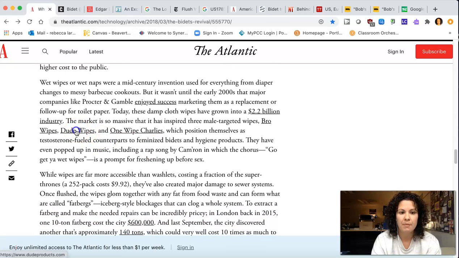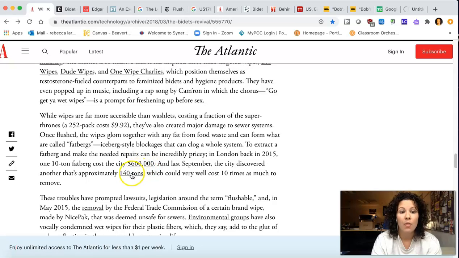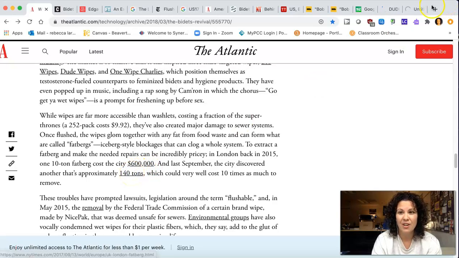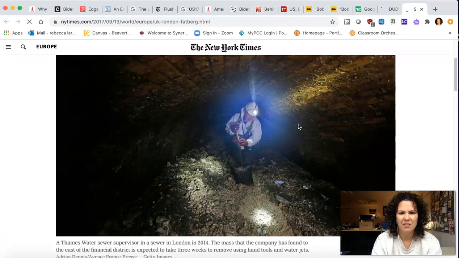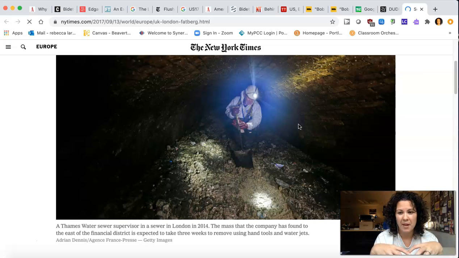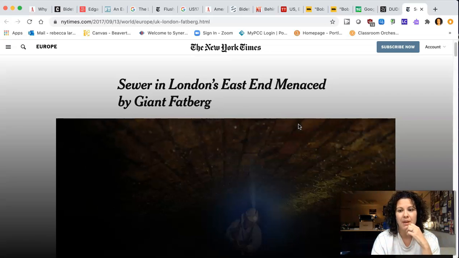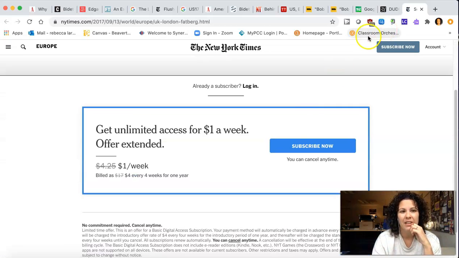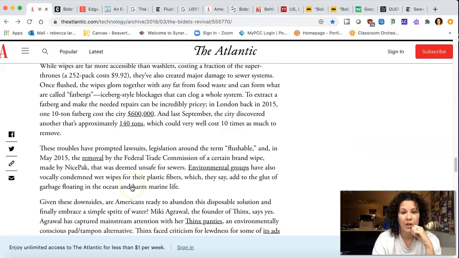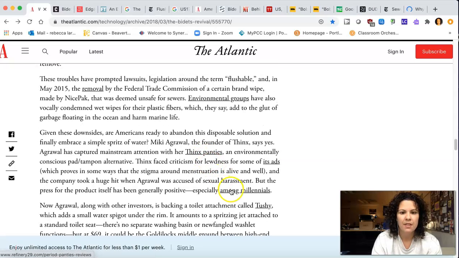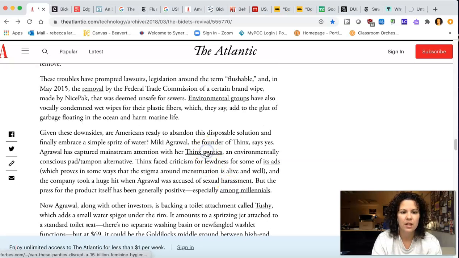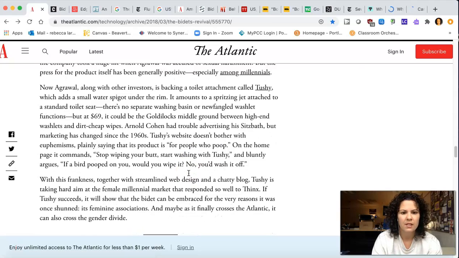We have the Dude Wipes, the One Wipe Charlies. Oh, this one, I've clicked on this before. This is the Fatberg that she was talking about. And there's an image of it. Oh, look at that. So that's all those wipes that connect with everything and make everything kind of gross and dirty and cost so much money to get rid of. Environmental groups are talking about this. We have the Thinx among millennials, all these sorts of things.